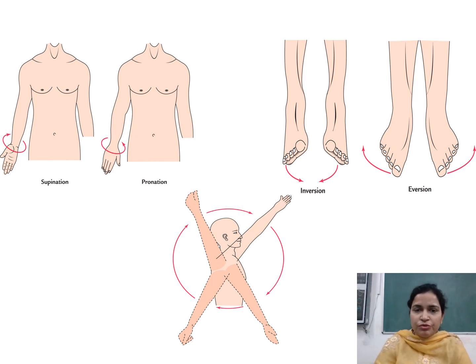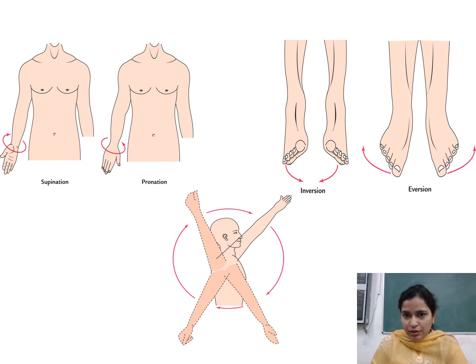Now here one more set of movements is described. This is inversion and eversion. So this is how different movements are described in terms of the upper extremity and lower extremity, for all the joints in the body. Now inversion and eversion movements take place at the small joints of the foot. These movements do not take place at the ankle joint. The ankle joint is a hinge type of joint and only dorsiflexion and plantar flexion movements take place there.